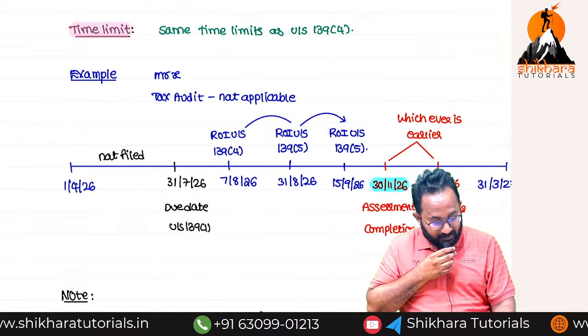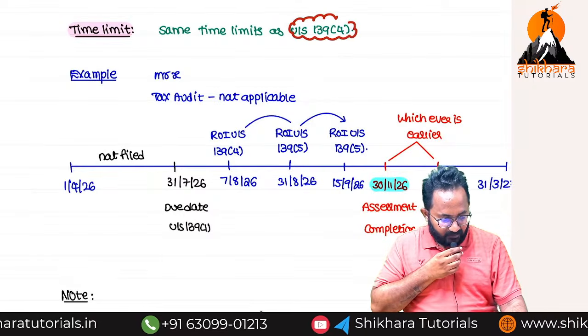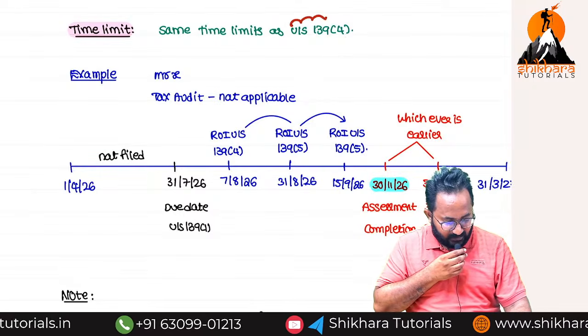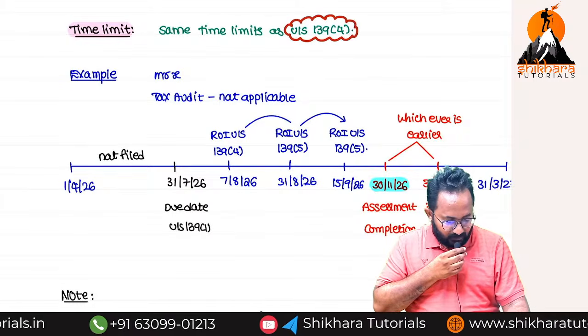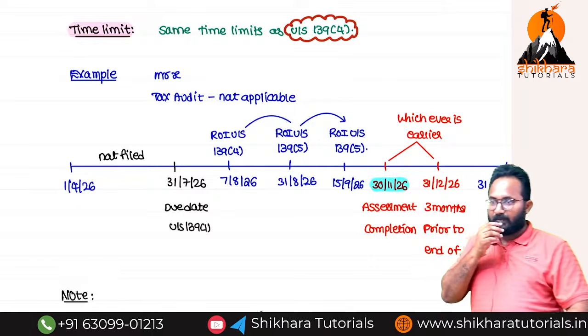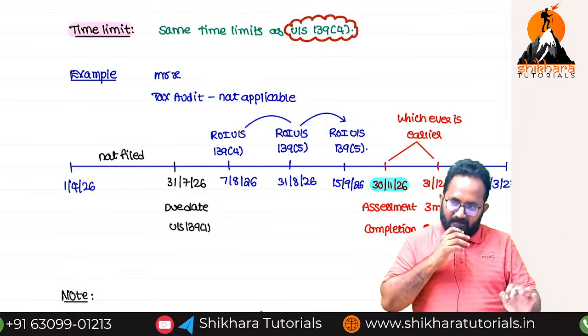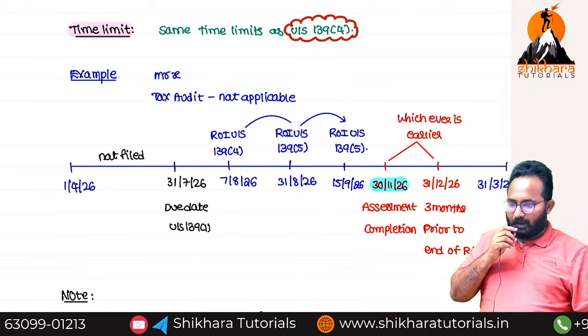What is the time limit? No need to refer again. Whatever the time limit we referred in the belated return. What is the belated return time limit? 3 months prior to end of the relevant assessment year or assessment completion, whichever is earlier. The same time limit here also we have to apply.